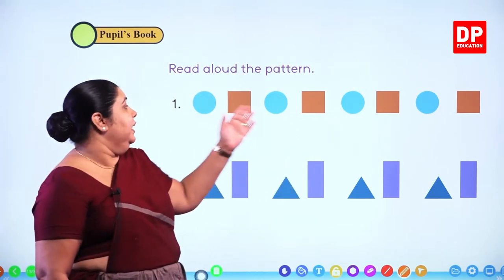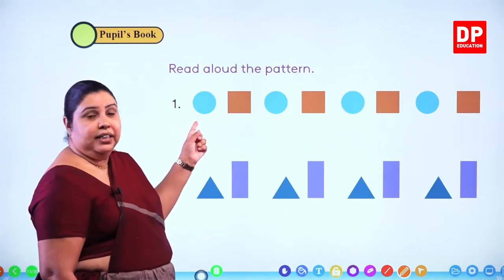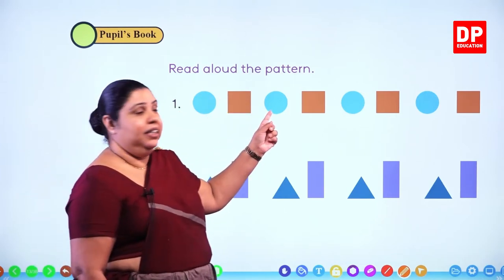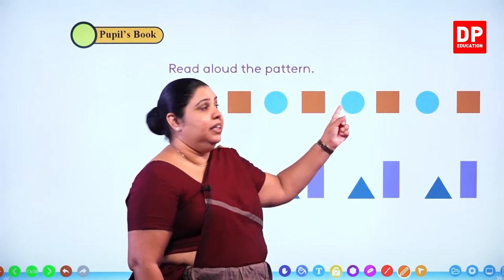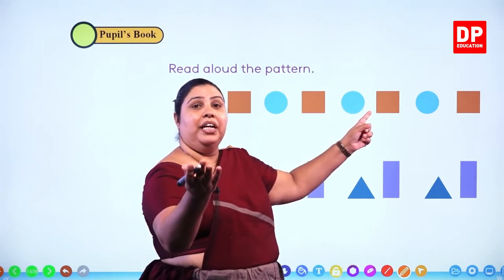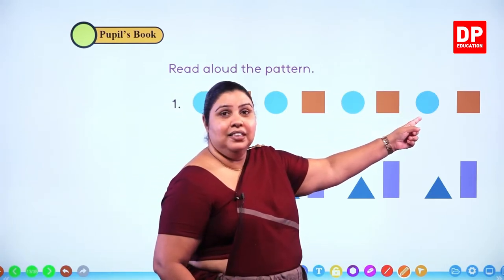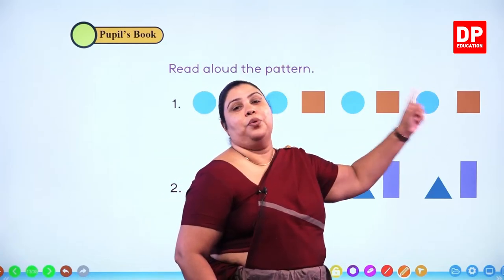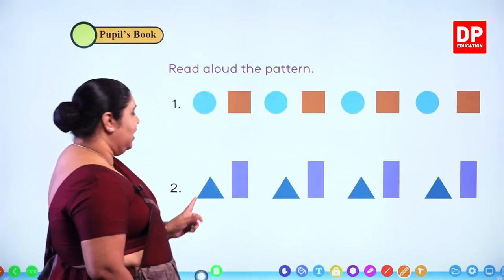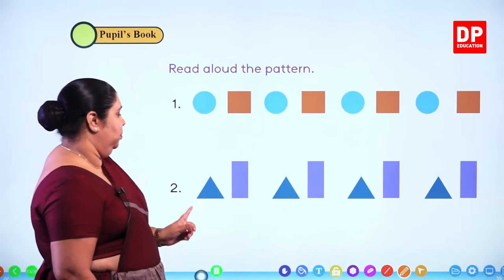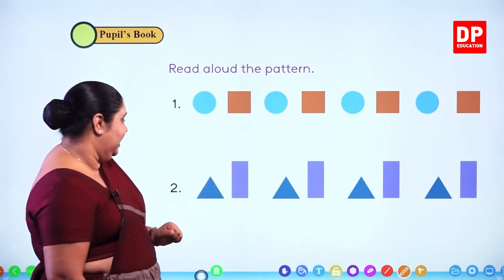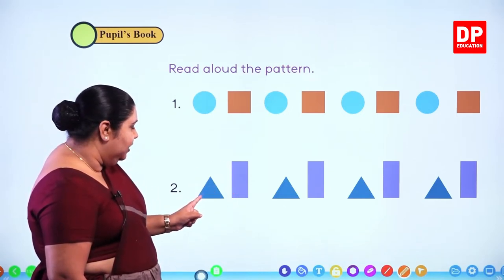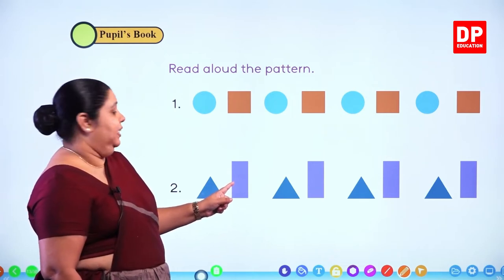The pattern is in that order. Circle, square, circle, square, circle, square. Now you all read. What is this? Circle and square. Very good. Now let's come to our number two. What is this pattern? Let's see. We have a triangle and a rectangle.